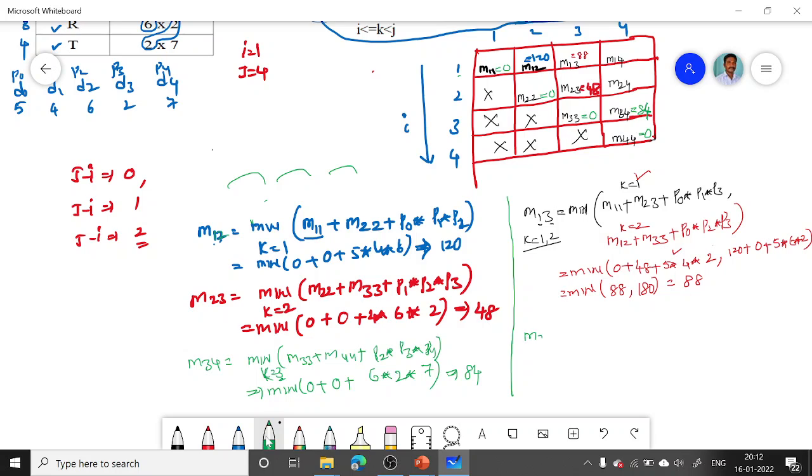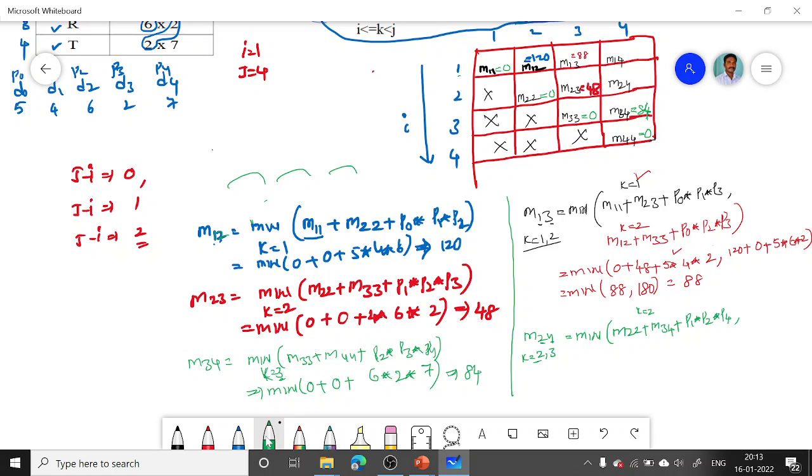So M of 24. For this one also, I is 2 and J is 4. K has two possibilities, either 2 or 3. So the minimum of: if K is 2, what is the equation we have? M of Ik, nothing but M of 2 2, plus M of K plus 1, M of 3 4, plus the projections: P of I minus 1, nothing but 2 minus 1, P1, into Pk, nothing but P2, into Pj, nothing but P4.